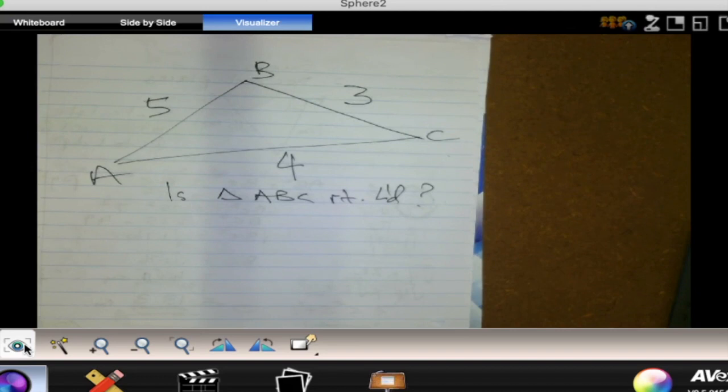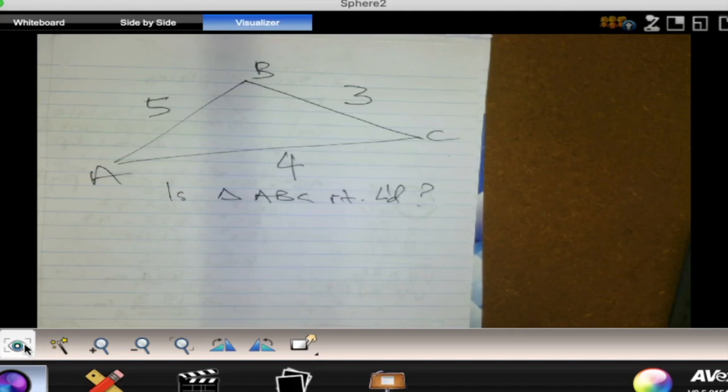So remember, the method is we take the shorter sides, square them, add them up, get the answer. Then take the longest side, square it, and get the answer. Then compare the answer from the shorter sides to the answer from the longest side. If the answers are the same, then the triangle is right-angled.